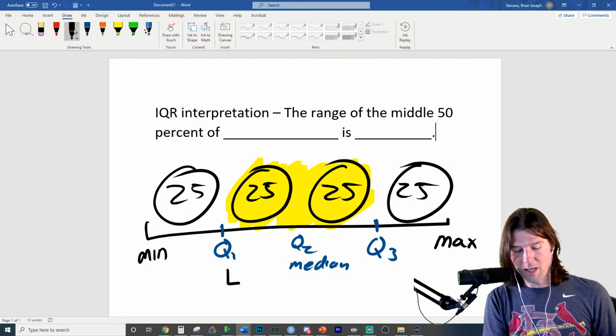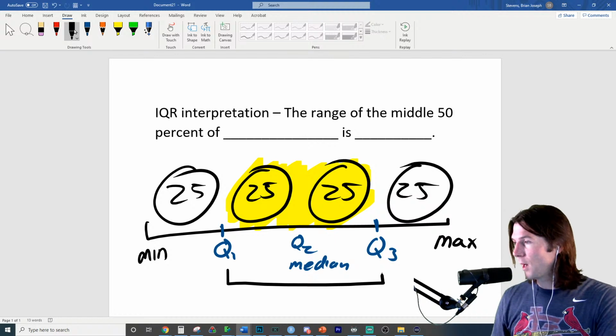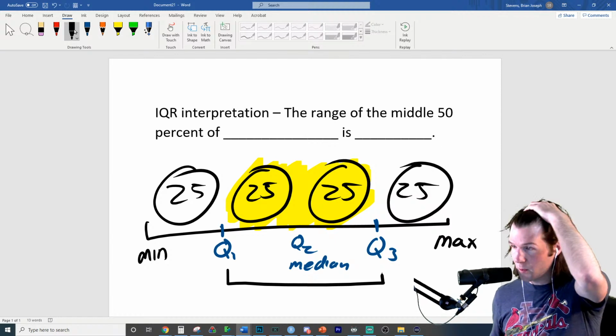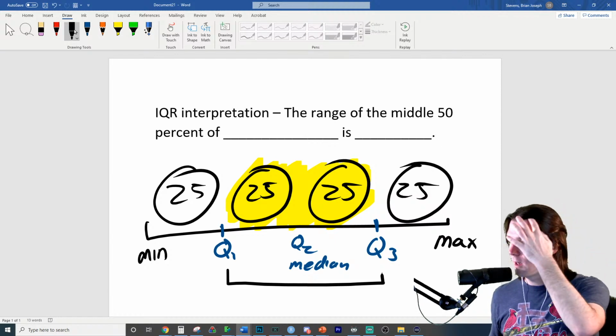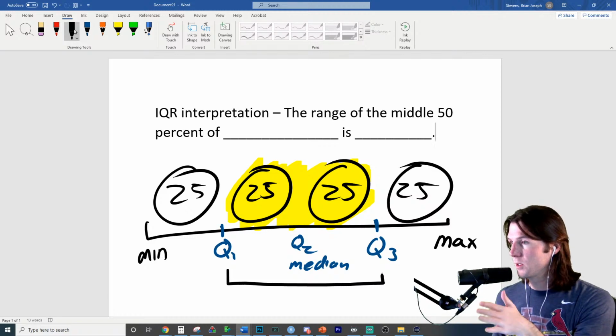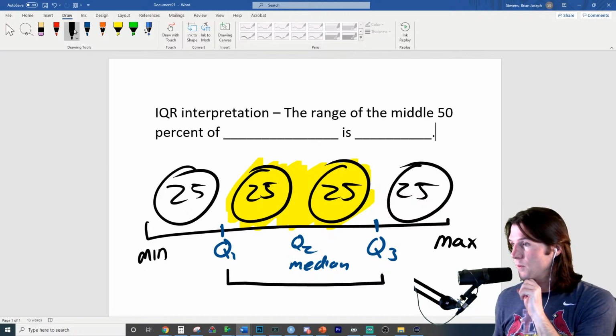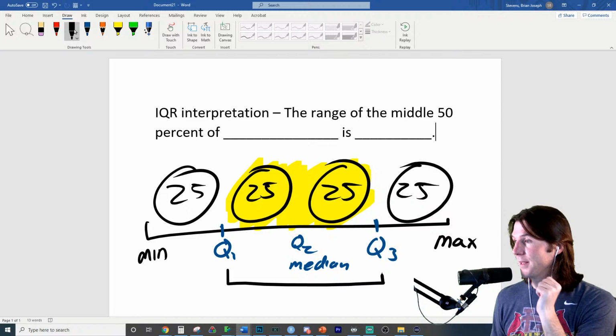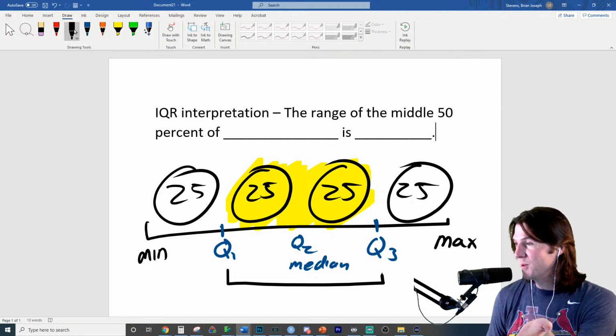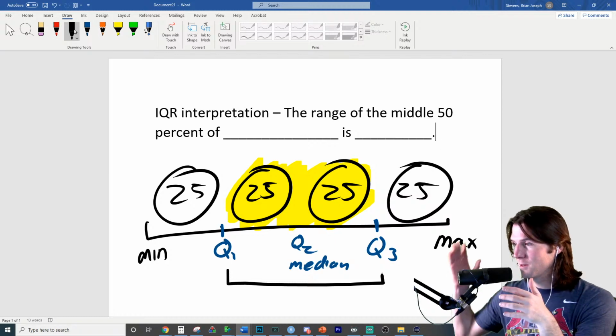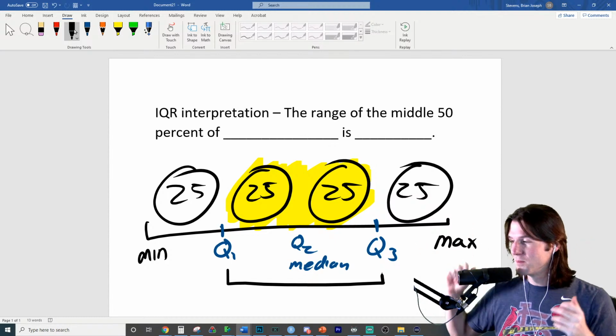So who can come up with the mathematical equation for how we find the IQR? Just look at this. Remember, we said max minus min is the range of the data. So how would you find the range of the middle 50%? If you understand this, you'll be like, oh, it's just the middle 50%, Q3 minus Q1. Yep, that's it. It's just the range of the middle 50%. It's Q3 to Q1. You get the distance, boom, you got it.